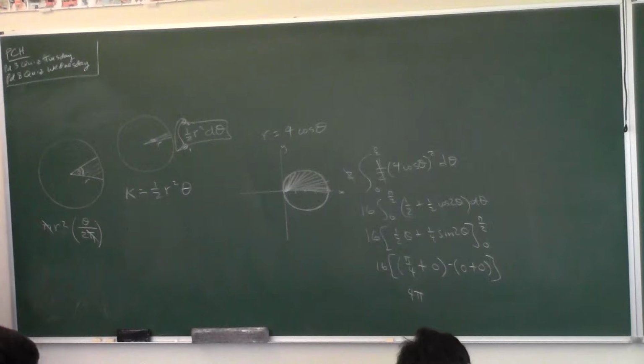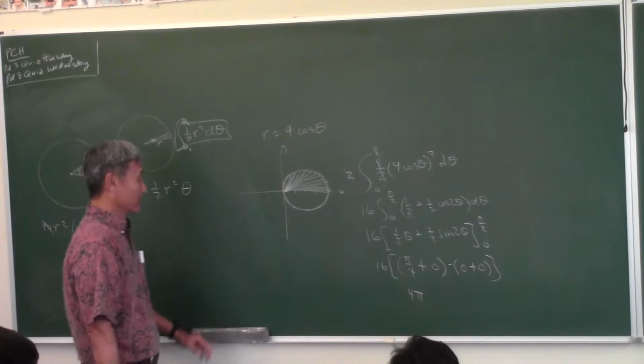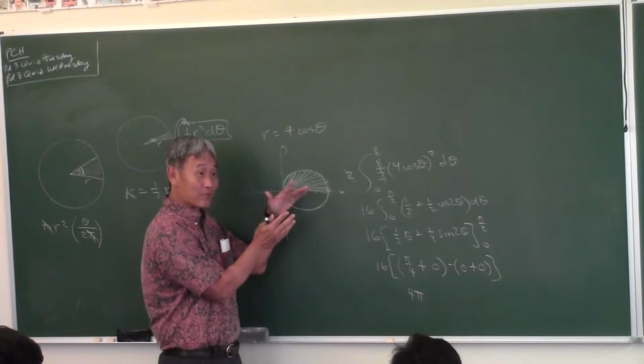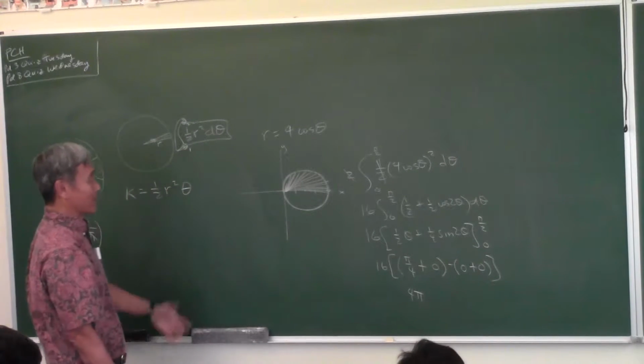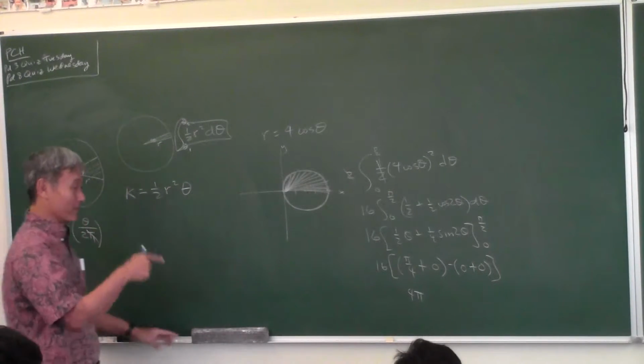Okay, that was an easy one. Are we ready to kick it up a notch? Yes. So again, see, you have to know how the graph is formed so you can get your limits of integration. Because anybody can go 1/2 r squared d theta, but you got to know your limits of integration.